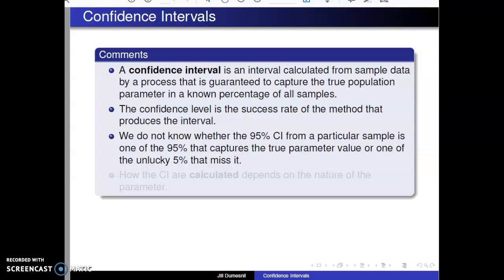We do not know whether the 95% confidence interval from a particular sample is one of the 95% that captures the true parameter value or one of the unlucky 5% that miss it. How a confidence interval is calculated depends on the nature of the parameter. In this video, we will consider confidence intervals for a population mean and for a population proportion.